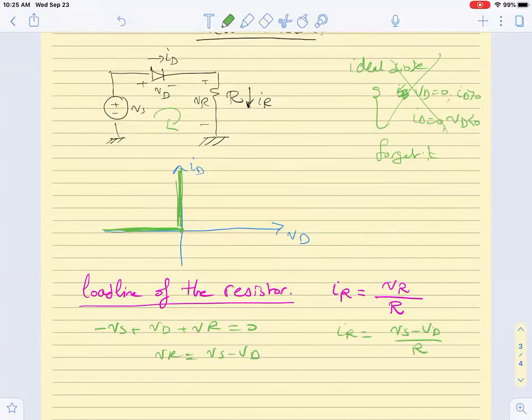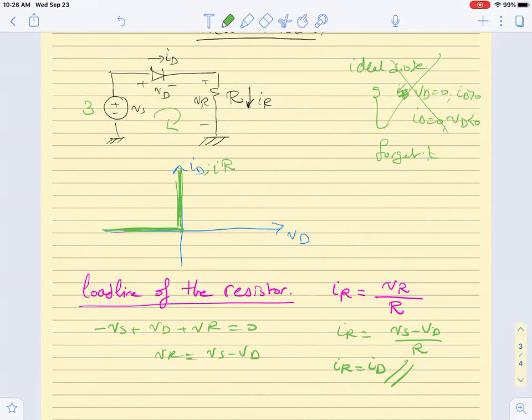Let me assume for simplicity that VS is 3 volts. What is IR equal to? Is IR equal to ID in this circuit? Yes. Okay, great. So I can draw IR on this axis as well, and IR and ID, their intersecting values are the same.